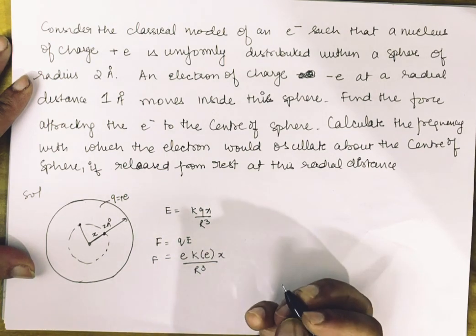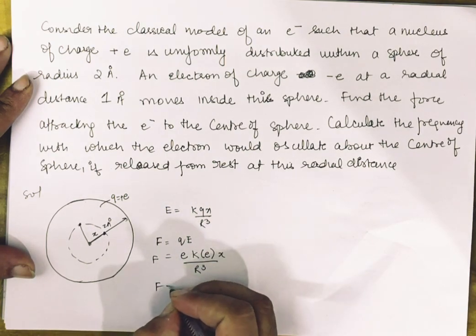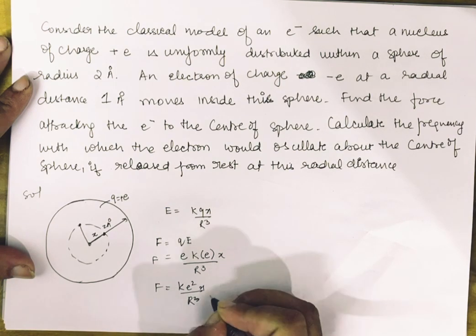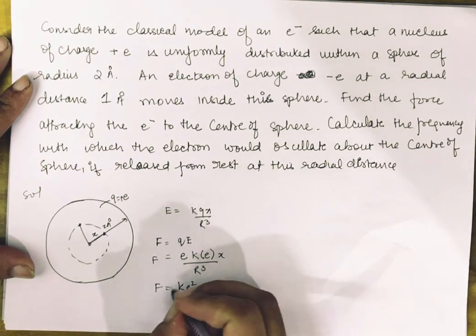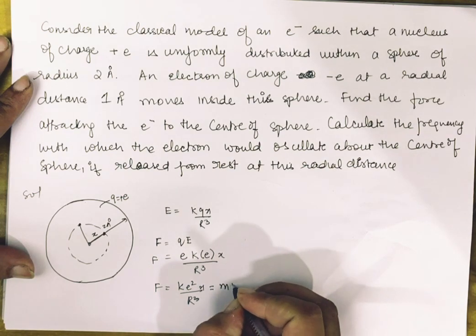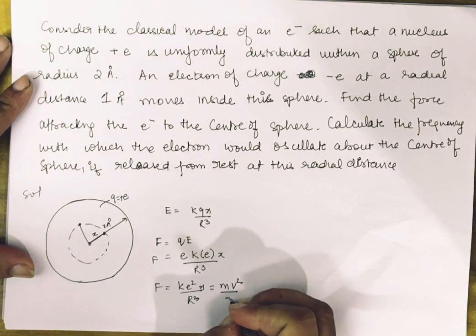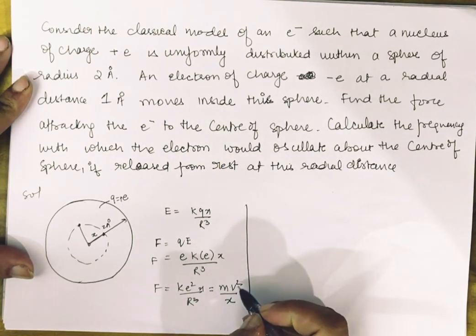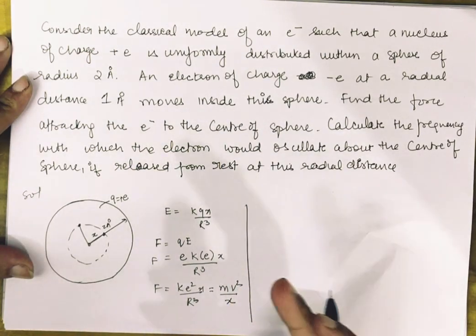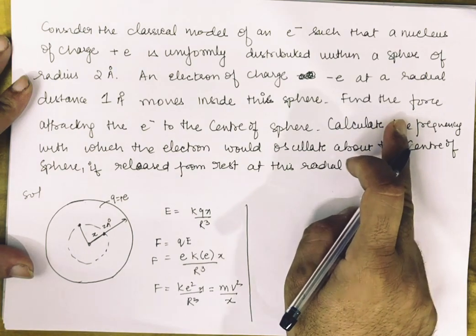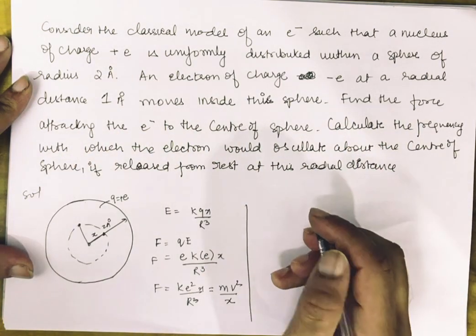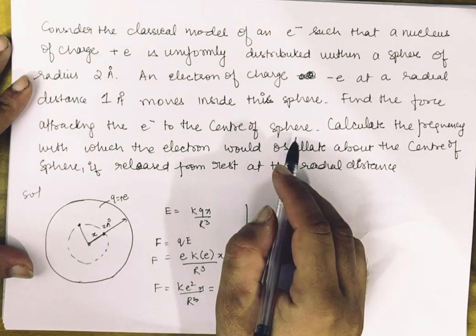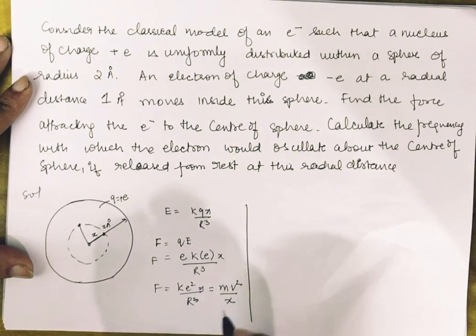That is the force, which can be written as ke square x by r cube. This electrostatic force is only providing the centripetal force, mv square by x. And what we have to find out is the force acting on the electron, and calculate the frequency with which the electron will oscillate. To find the force attracting the electron to the center of the sphere, this is the answer to that question.